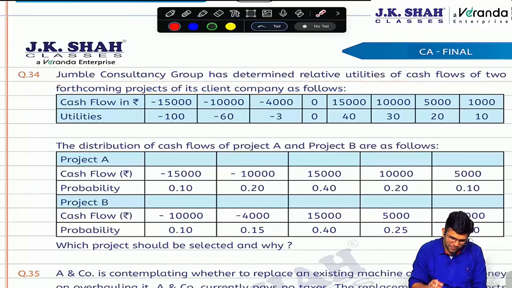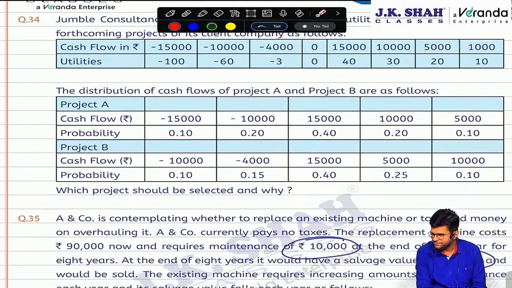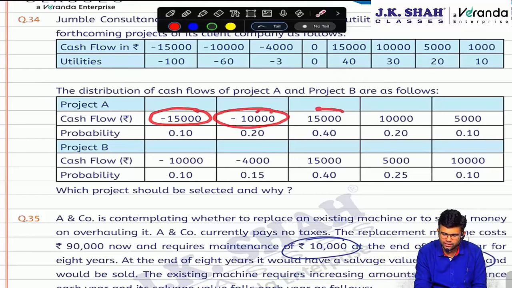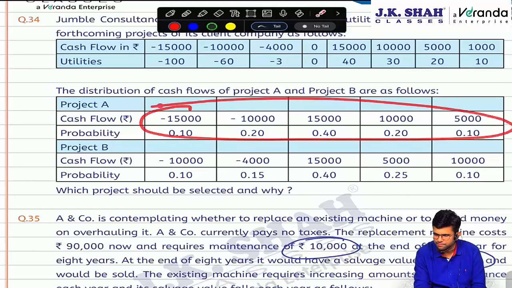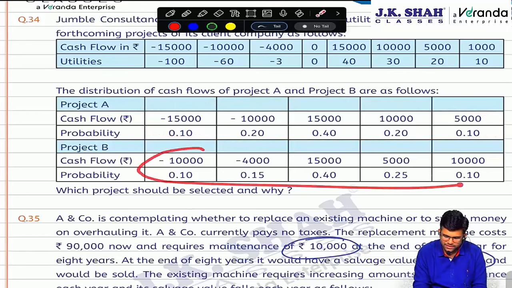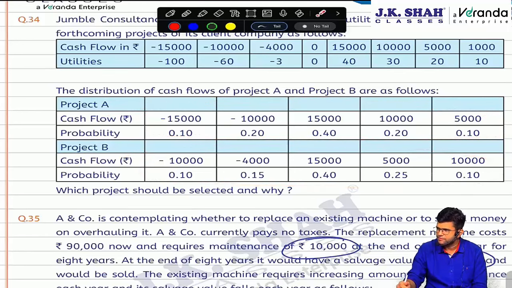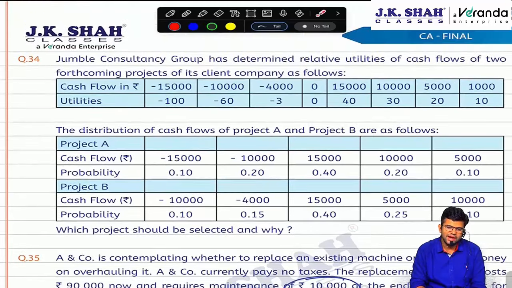Okay. All the best. If you go for project A, you can either get negative 15,000 or negative 10 or positive 15 or positive 10 or positive 5 with these probabilities. Correct? What ideally you should have done? You should have calculated summation px of this, summation px of this. Whichever one gives you higher summation px, we will go for it. It is that simple, no? Hello. But they had other plans.